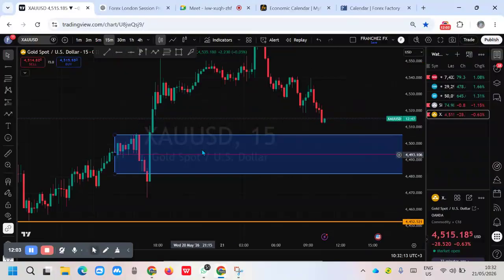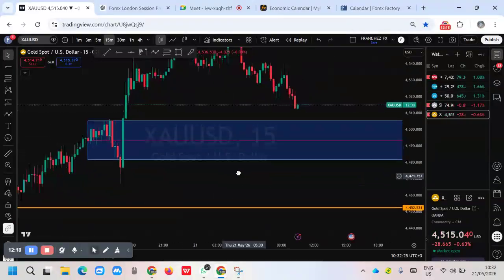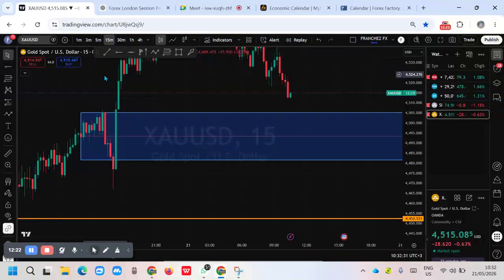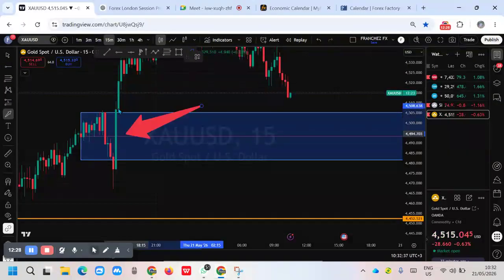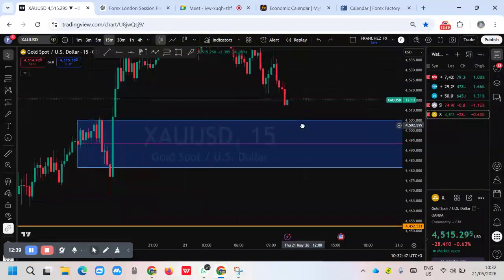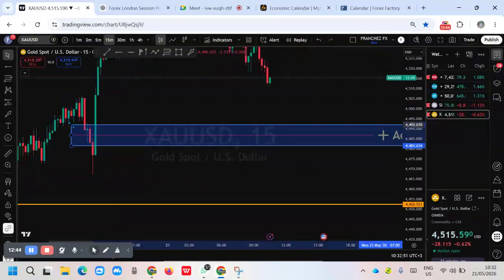So at this point, at this area, we are expecting the market to come at that area, at this area, and then we go back to 15 minutes or 30 minutes. So on that 15 minutes, you can see this imbalance here, it has not been filled. All this imbalance has not been filled.